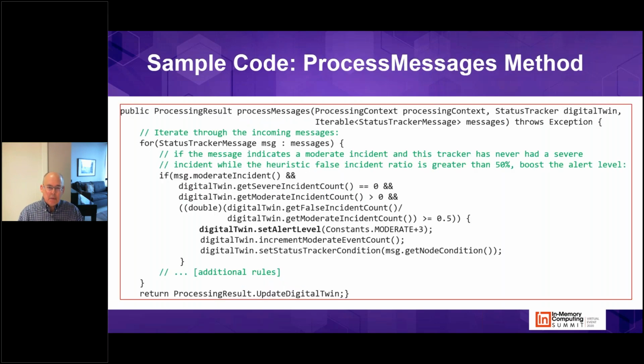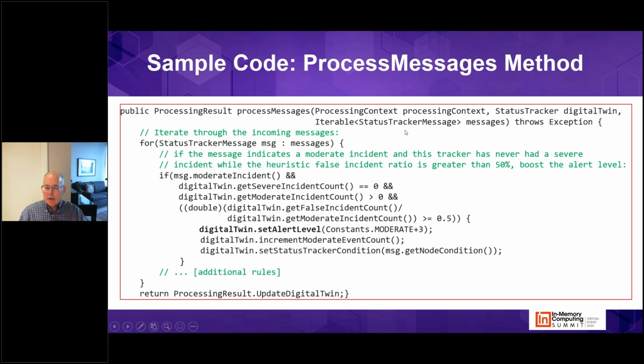So this is an example of a process messages method written in Java. And you can see that it takes parameters or a context which has helper methods for sending messages and alerts. We don't need to talk about that today. And then the next thing is the actual digital twin object for that particular data source. And you can see it's provided immediately to this method, so there's no delay in retrieving it, and there's no work on the part of the application to retrieve it.